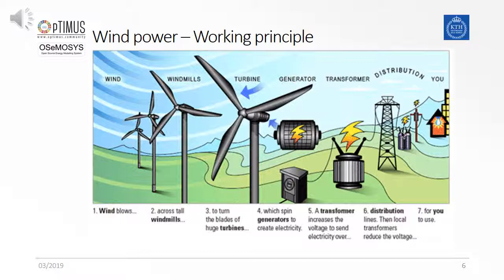Here we can see the working principle of wind power plants. The kinetic energy of the wind itself is transferred to the wind turbine blades. The blades will turn the turbine shaft, which will spin a generator. The electricity generated in the generator will be transformed and distributed to the different end clients.